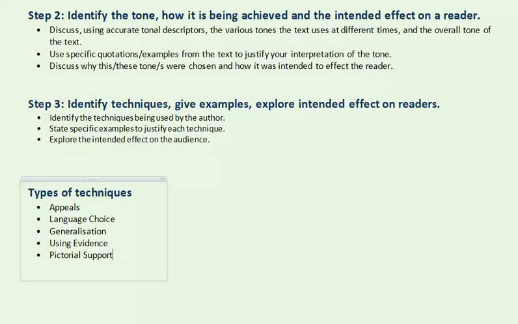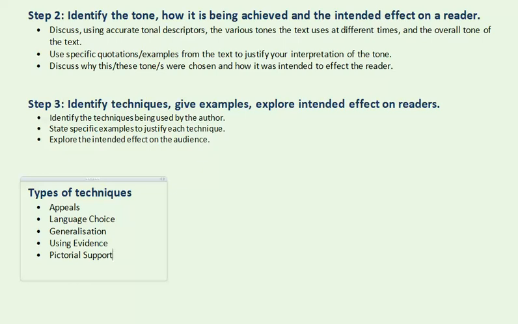Next step is using specific quotations or examples from the text to justify your interpretation of the tone. So if you say that there's evidence that at times in this text the author tries to use an angry or frustrated tone, you want to provide examples of where that comes through in the text.